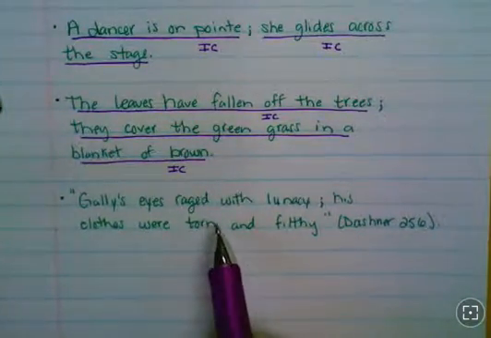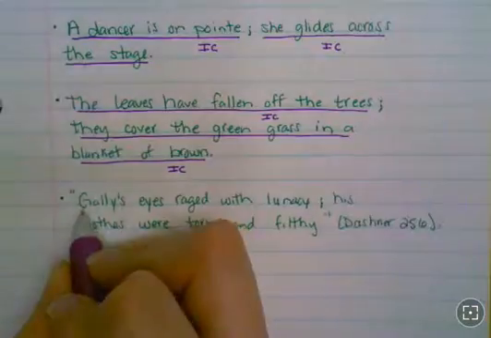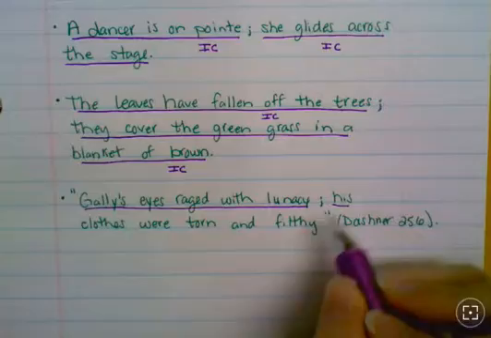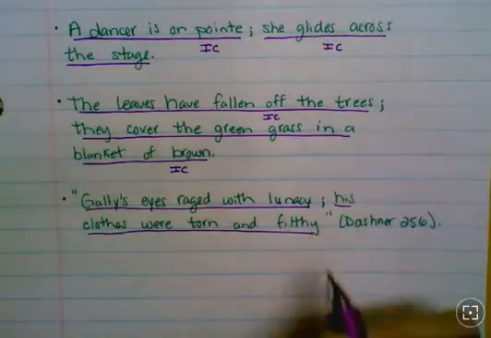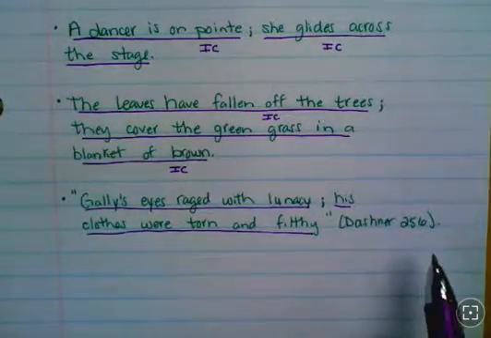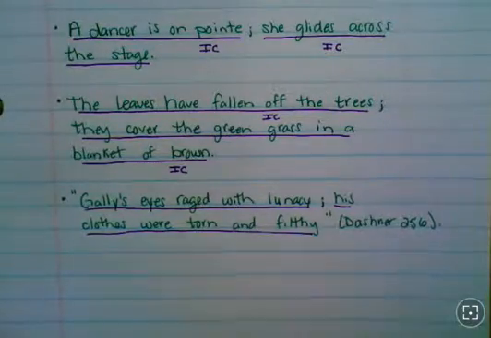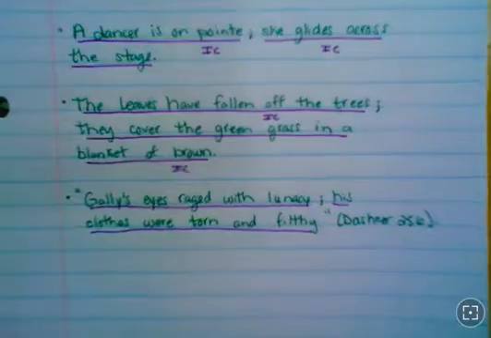So, Galley's eyes raged with lunacy, independent clause, semicolon, his clothes were torn and filthy, independent clause, and then dash, under 256, so author's last name and page number. Here's an additional example from the book H2O.